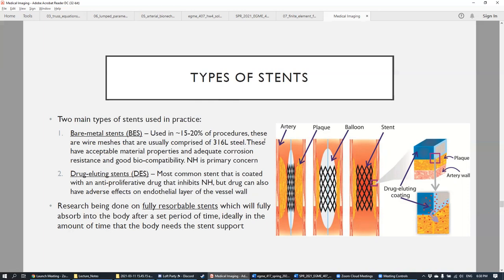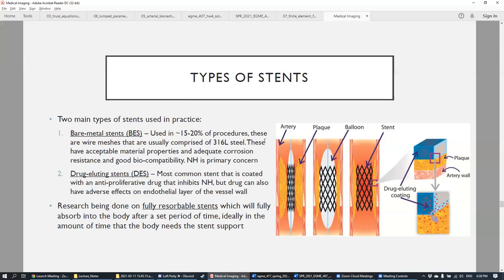This material is chosen because it has acceptable material properties. It's strong enough and corrosion resistant, so it's not going to corrode over time, because usually you place a stent in a person's body and it's going to stay there for a really long time. And it has good biocompatibility too. Your body is usually okay with steel inside it, so it's not going to reject it and clot and do all that bad stuff.